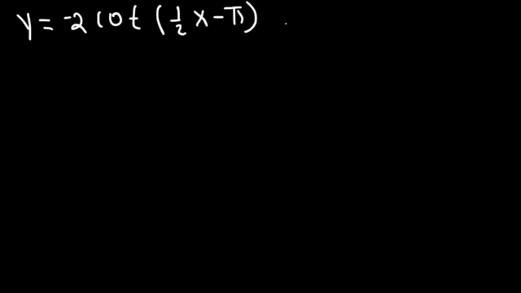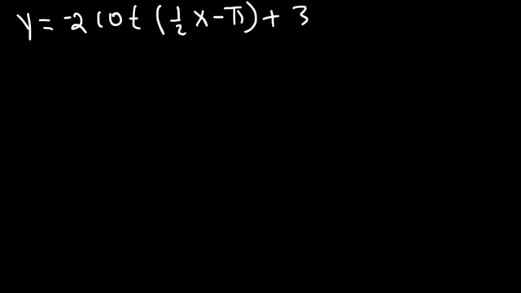Now let's work on another example. Let's say that y is equal to negative 2 cotangent of 1/2 x minus pi, plus 3. So what if we have a phase shift and a period and everything else? What do we need to do? In this case, you need to be careful.